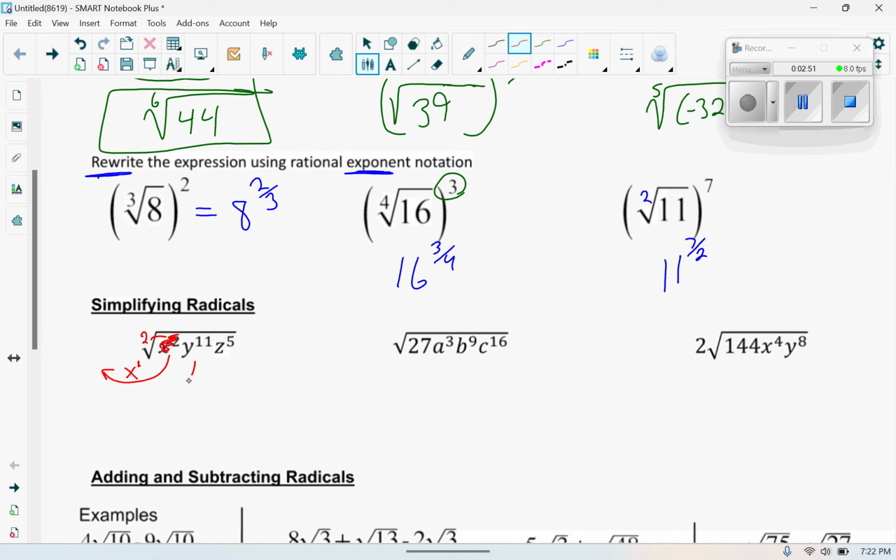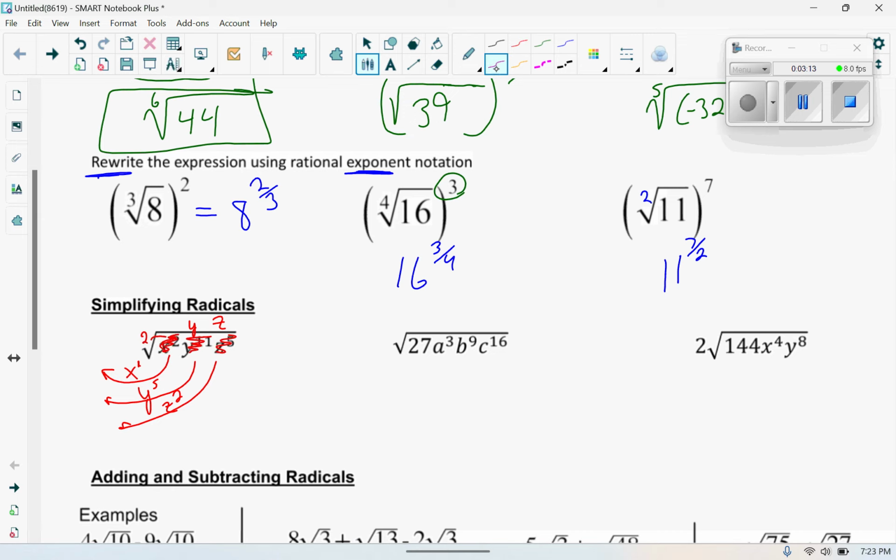Okay, let's see. 2 goes into 11 5 times. So 2 times 5 is 10, so we're going to have a leftover of y to get to 11. Okay, and we'll talk about what to do with those leftovers in a second. Okay, 2 goes into 5 2 times. 2 times 2 is 4, so I'm going to have a leftover of z.